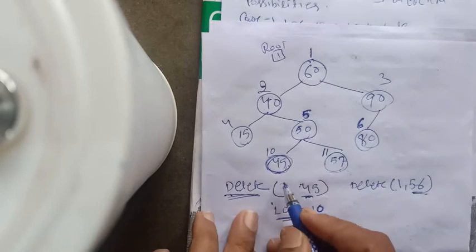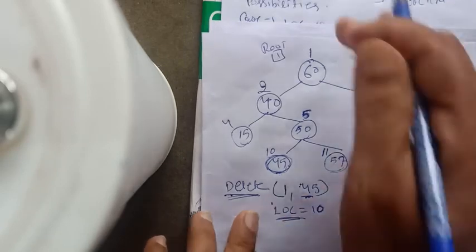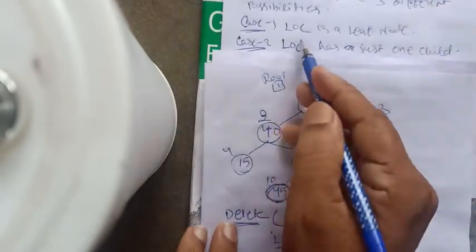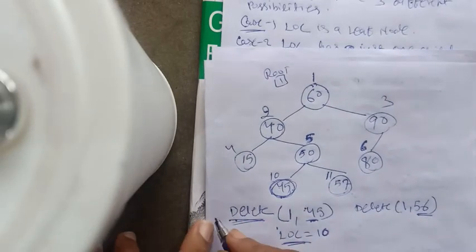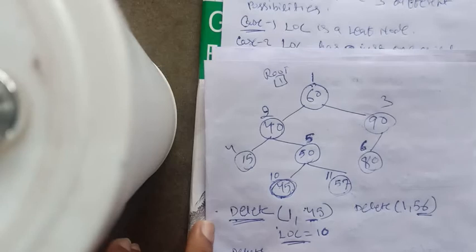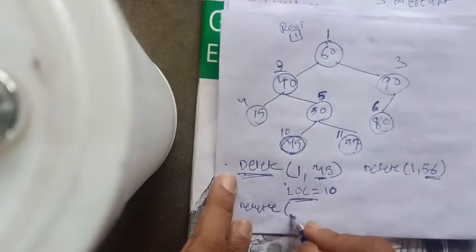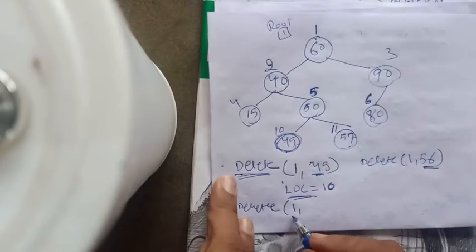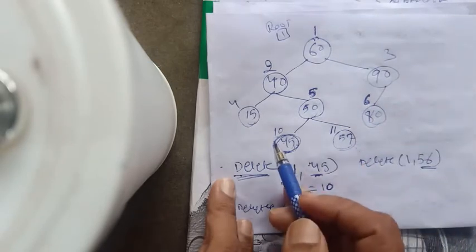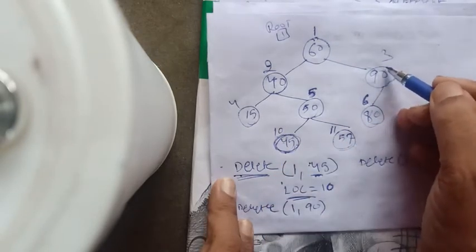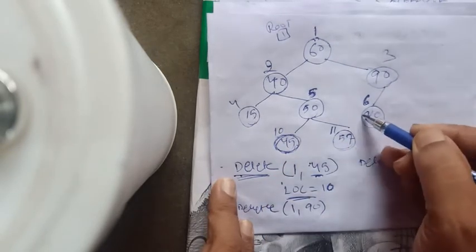So now you analyze that 45 is a leaf node. So case 1 is satisfied. LOC is a leaf node. That is one case. Another case, case 2, is to delete, let's say, the root node, address of root node, let's say 90. So if we want to remove 90, again you have to conduct the search and you realize that 90 has only one child. Okay, that is 80.